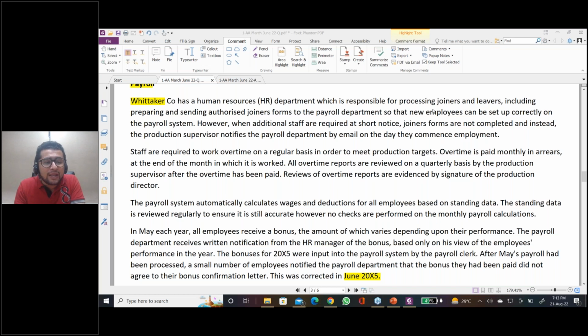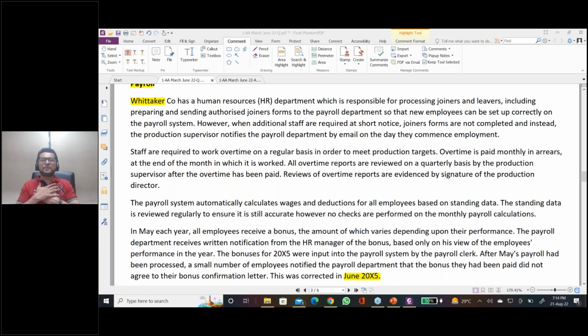So W company has a human resource department which is responsible for processing joiners and leavers, including preparing and sending authorized joiners forms to the payroll department so that the new employees can be set up correctly on the payroll system. That's cool. But I need to identify a deficiency. However, now comes the bad news. When additional staff are required at short notice, joiner forms are not completed, and instead the production supervisor notifies the payroll department by email on the day they commence employment.